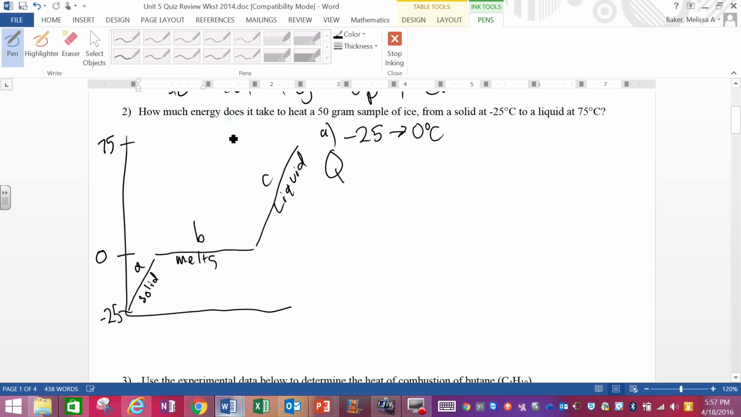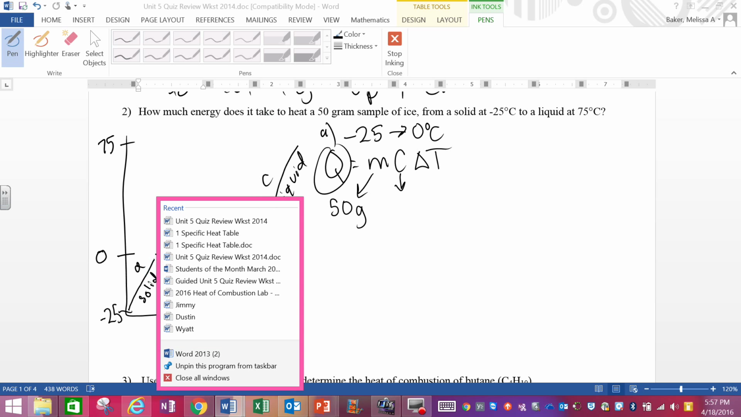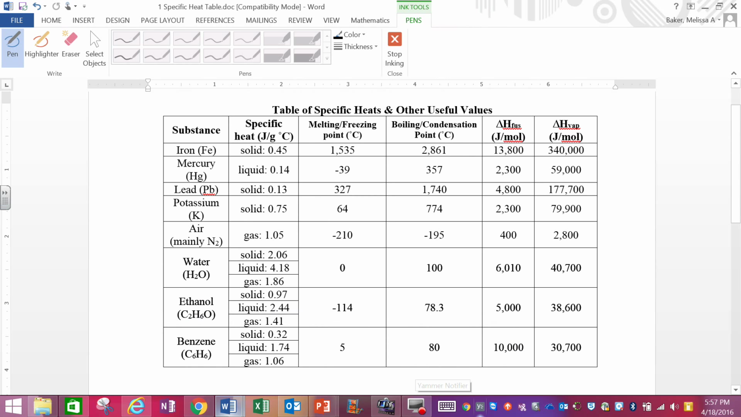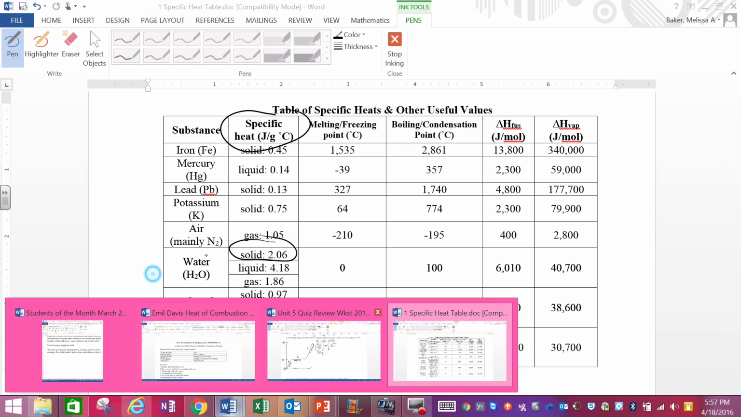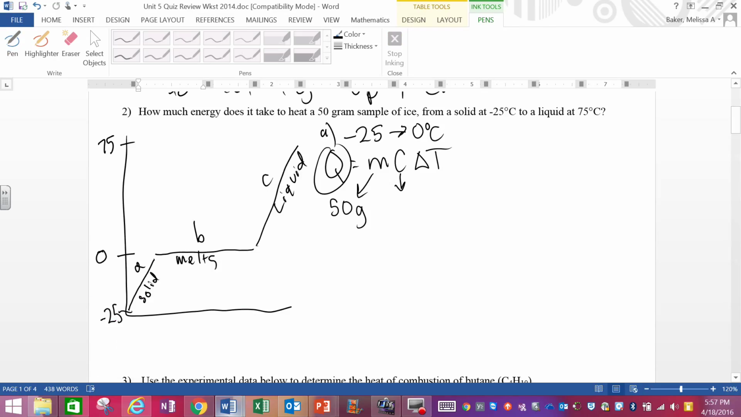To calculate the energy it takes, we're going to use Q equals mc delta T. Let's review what these letters stand for. Q is how much energy it takes. M is mass, which for this question is 50 grams. C is specific heat, and there's a table of all the specific heats that you will have access to. So you look at the specific heat for water when it's in its solid phase, it's 2.06. That means it takes 2.06 joules to heat 1 gram 1 degree Celsius.